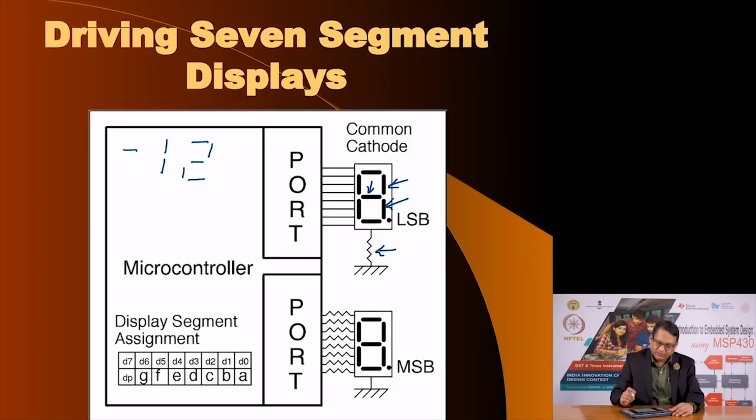Also important to know is which segment is connected to which pin of the port, because in the software this will be used so that you can display numbers or any other symbols on these displays, and we will cover that when we do an exercise to control 7 segment displays using MSP 430. Right now, we are only looking at the electrical aspects, the circuit aspects of controlling 7 segment displays.